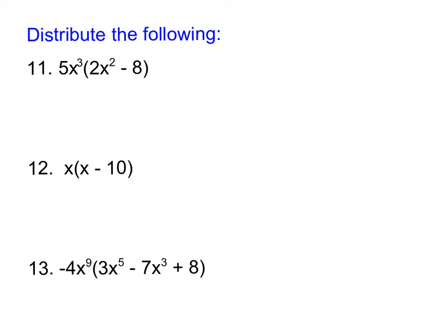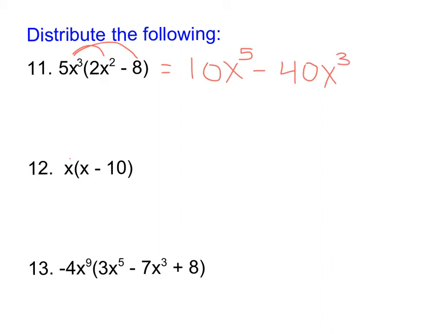All right, distributing. Pause the video and try these on your own. All right, so we are distributing 5x to the third times 2x squared. That's 10x to the 5th minus 5 times 8 is 40. And don't forget your x cubed. A lot of kids leave that behind. You still have to put that with the term.